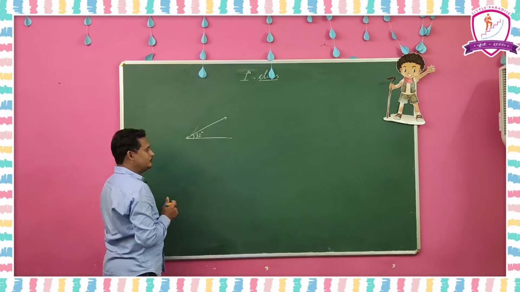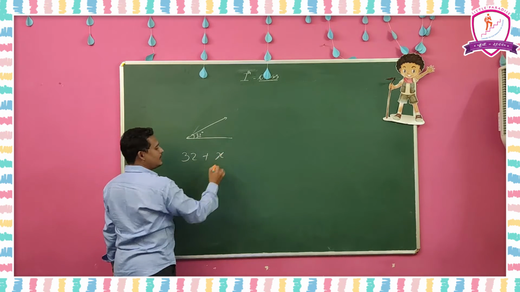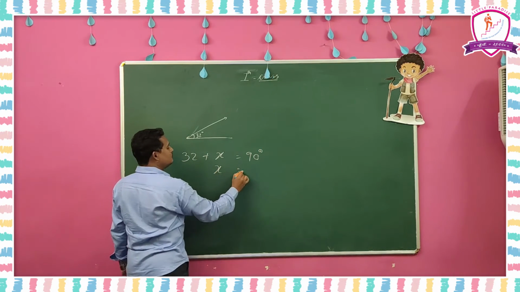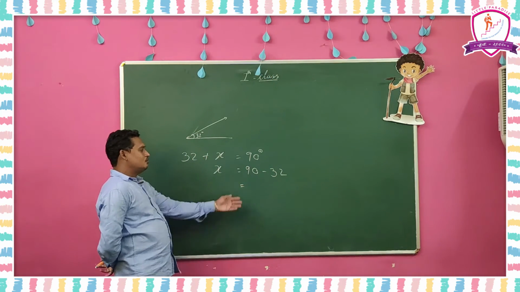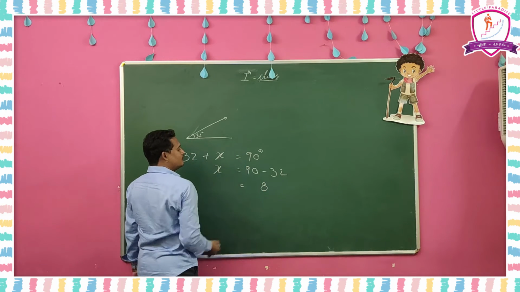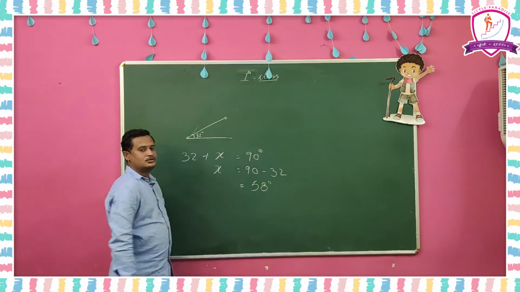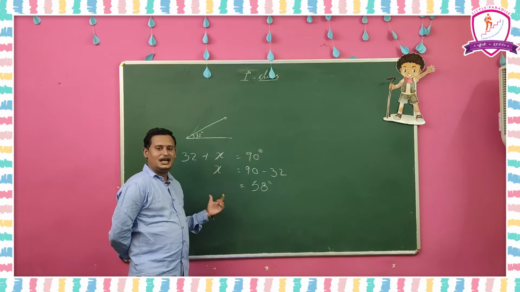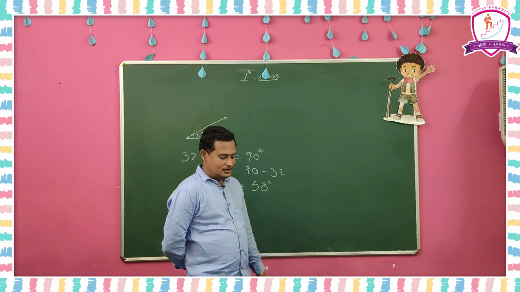So what do we have to do? We know that 32 plus some more, we have to add, then we will get 90. So x is equal to 90 minus 32, we have to subtract. 10 minus 2, 8, 8 minus 3, 5. So 58 degrees. So what do we have to write here? 58 is the complement for 32. We have to write the statement there. Understood? Like that you have to complete.